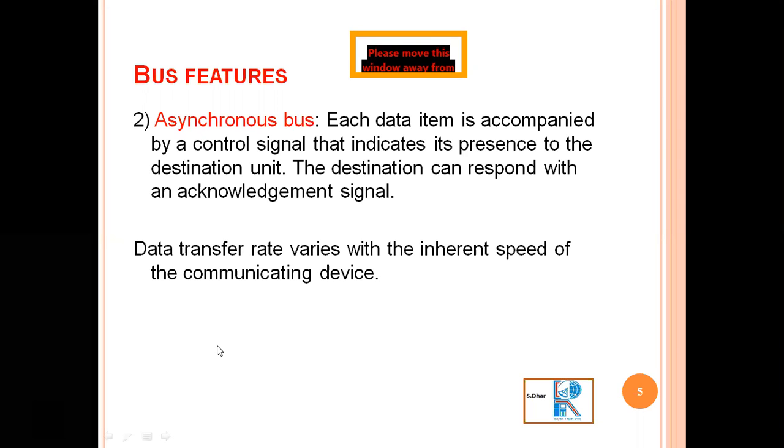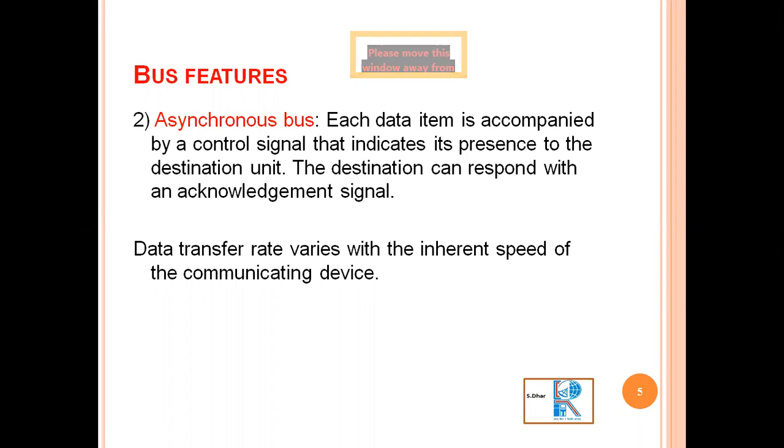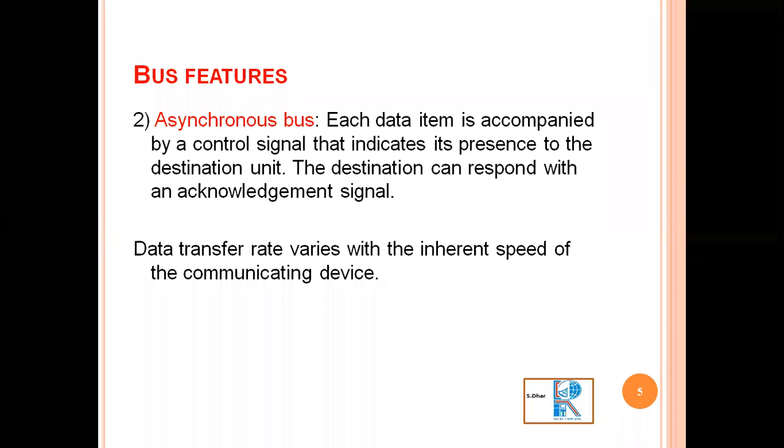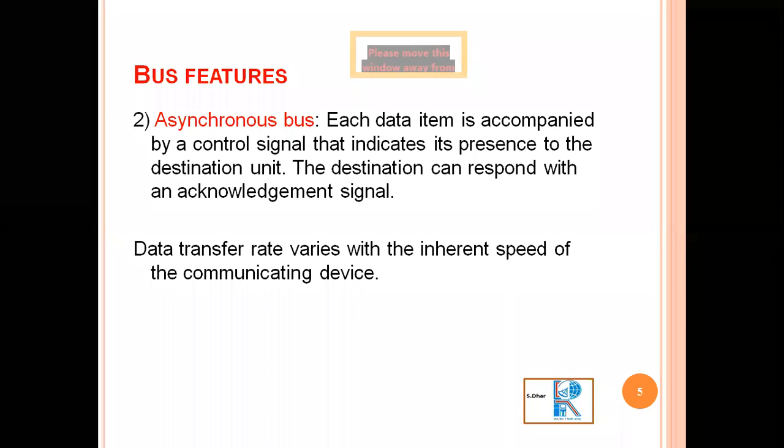So the data transfer rate varies with the inherent speed of the communication device. Here, one particular device doesn't have to wait, because no clock is related with that. It sends the signal and it can do another one. So this is a little bit faster. The process is faster and no clock is related, so there is flexibility in the system.